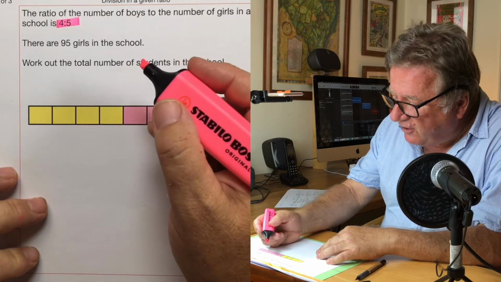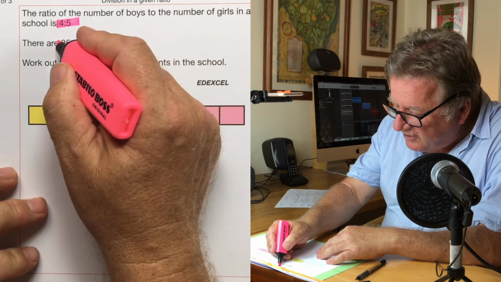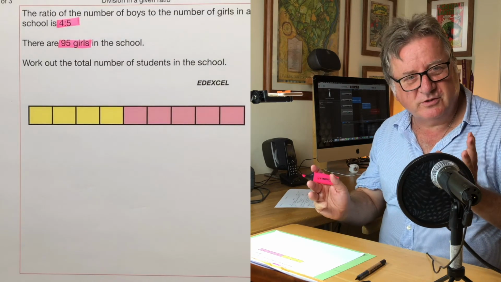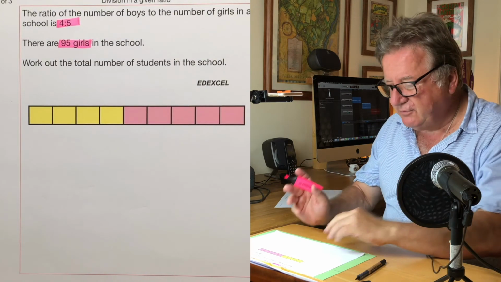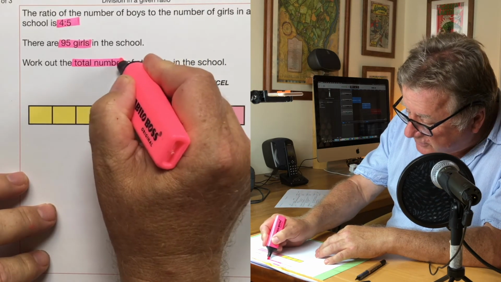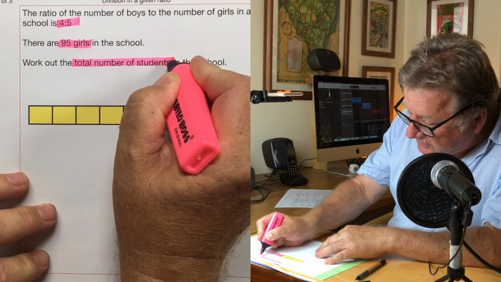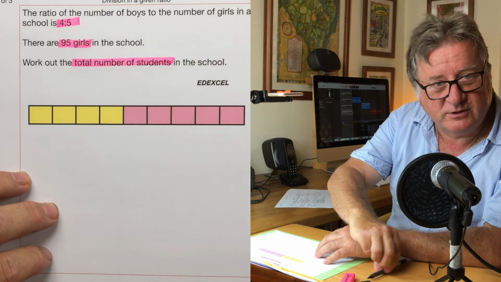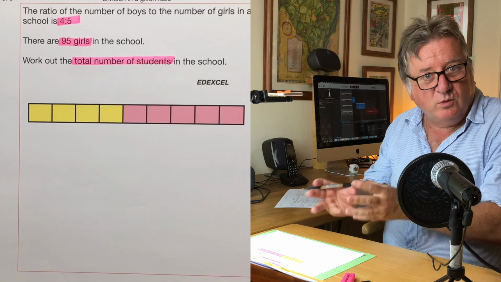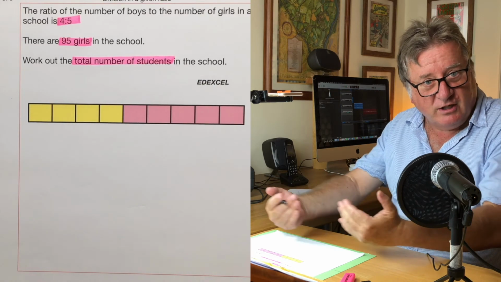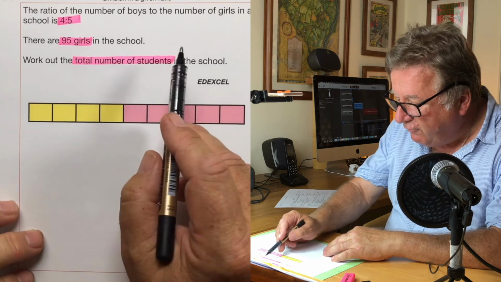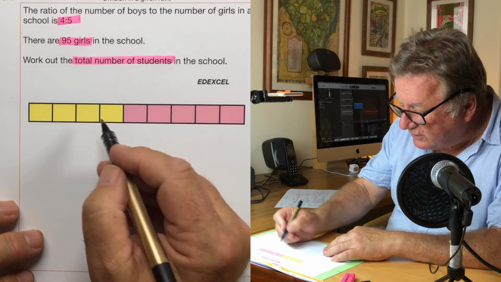There are 95 girls in the school. 95 girls. Now that's not the total number of students. Okay, so that's the difference. Work out the total number of students. The total number of students in the school. That's what we need to do. So to start with, we're going to build up our model and use the information we've got. So we've got the ratio of boys to girls is 4 to 5.